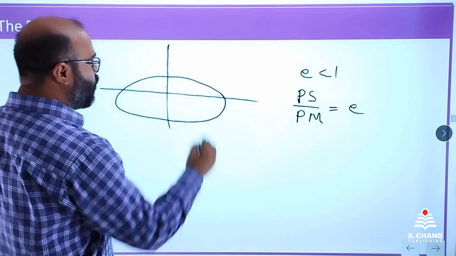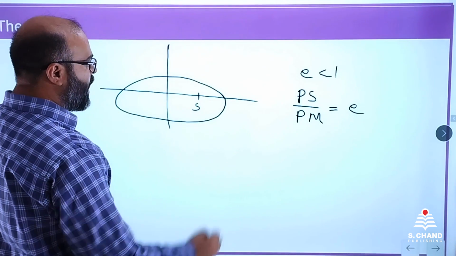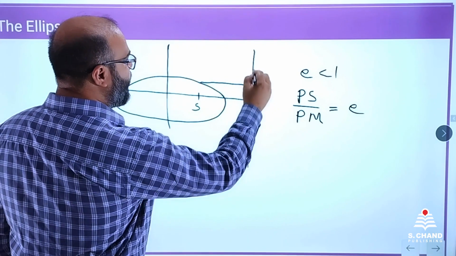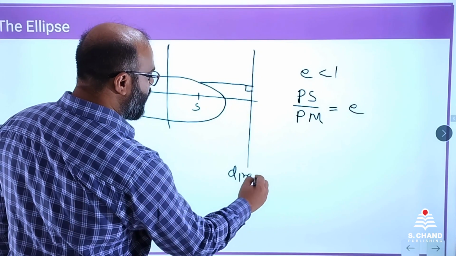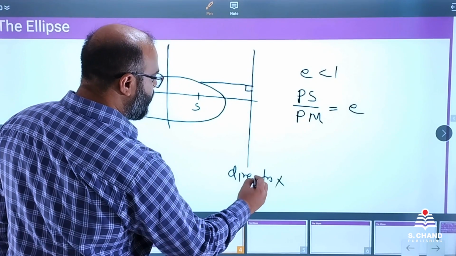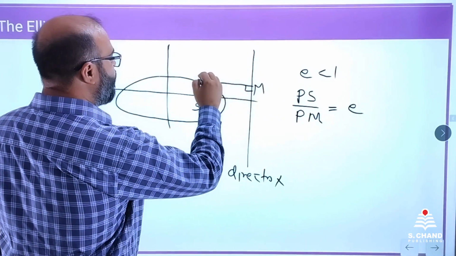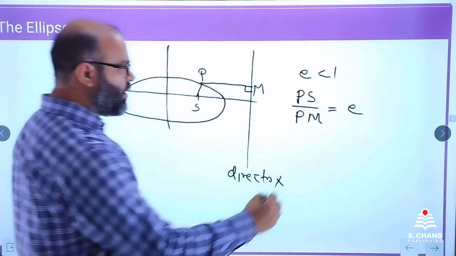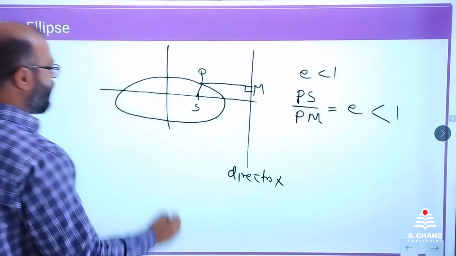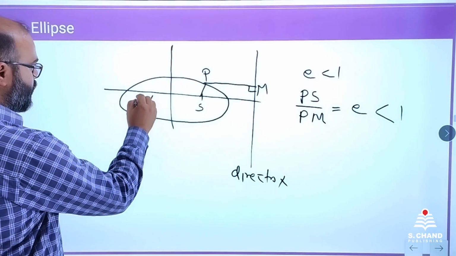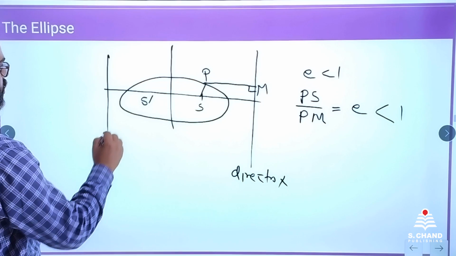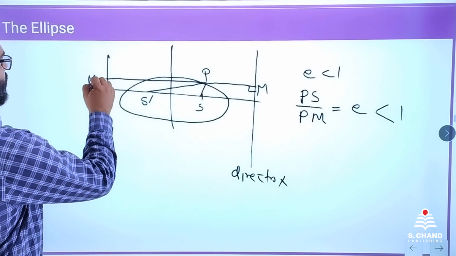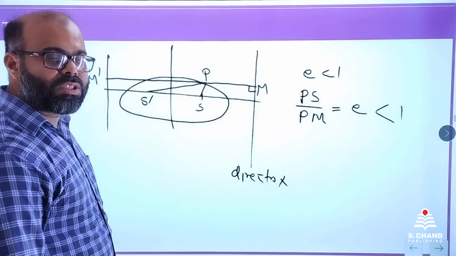What is PS? As we know, S is the focus of this ellipse and M is the perpendicular on the directrix of this ellipse. And as we see here, this ratio PS by PM is equal to e, which is less than 1. If we take the corresponding focus here, S dash, and the directrix here, then the ratio of PS dash by PM dash is also equal to e. So this is what we know about ellipse.